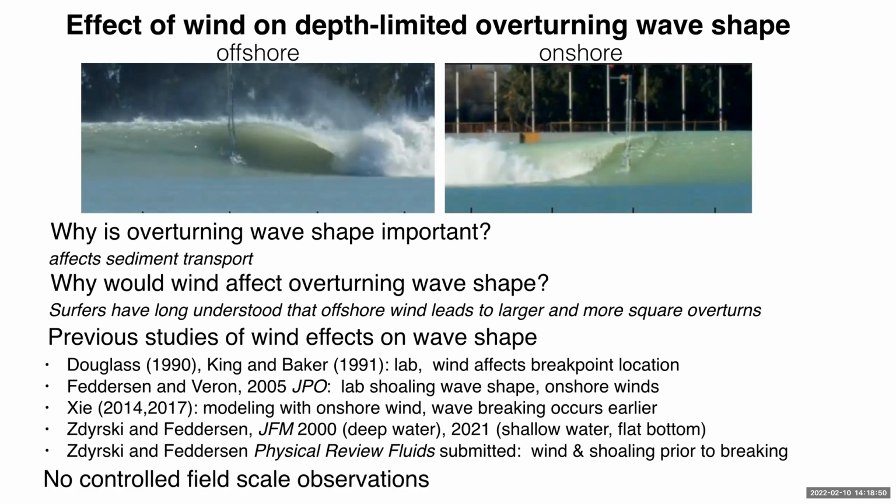And more importantly, to really understand the effect of wind, you need controlled observations, right? Because in real life, you have variable bathymetry, and you have variable wave fields and tides and stuff like that. And all these things also, of course, affect overturning wave shape. And so here we're able to do essentially a laboratory study, but at field scale.